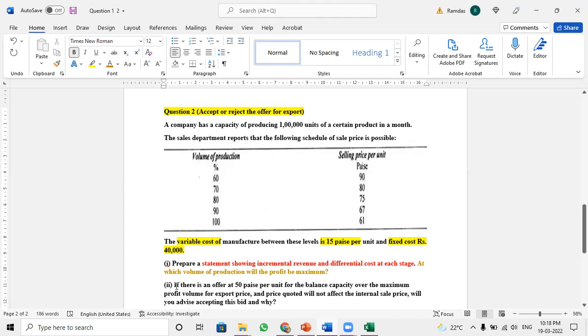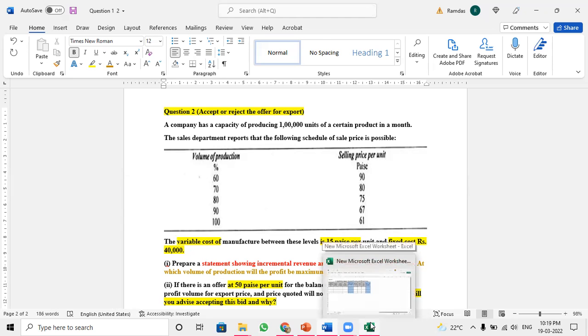The second part of the question is, if there is an offer of 50 paise per unit for the balance capacity over the maximum profit volume for export, and the price quoted will not affect the internal sales price, will you advise accepting this bid and why? So we have to provide suggestions as to why we are accepting, if at all we accept the export offer, and give reasons for the acceptance. First, let us go with the first part of the question and then discuss the second part. So quickly, let's move on to the Excel.